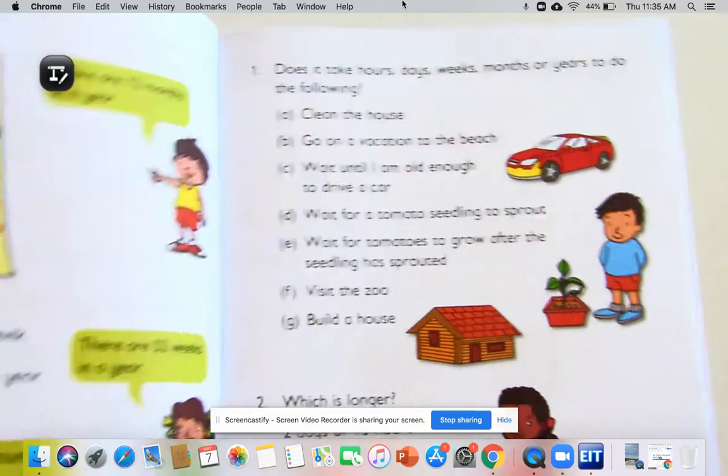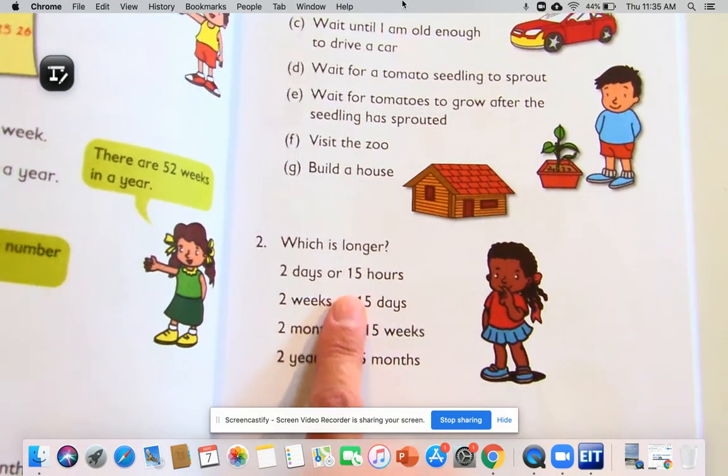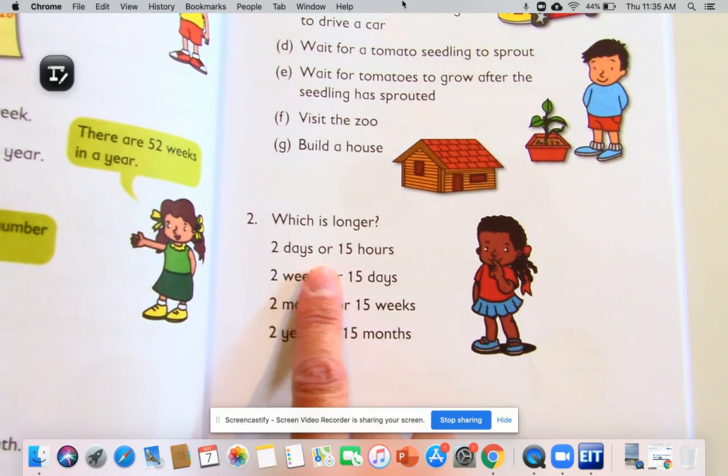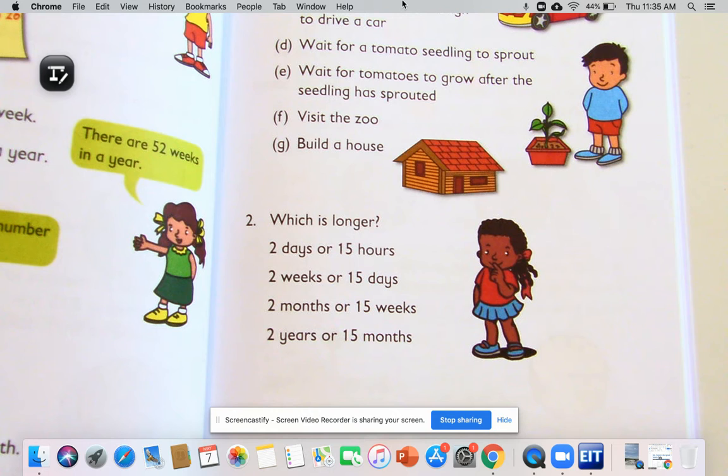All right. The next one we have is which is longer? 2 days or 15 hours. Oh, we just forgot to talk about how many hours there are in a day. How many hours are in a day?